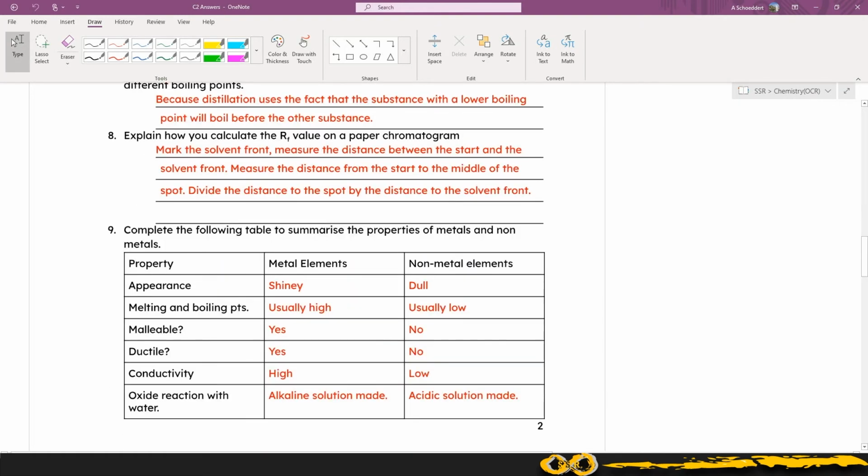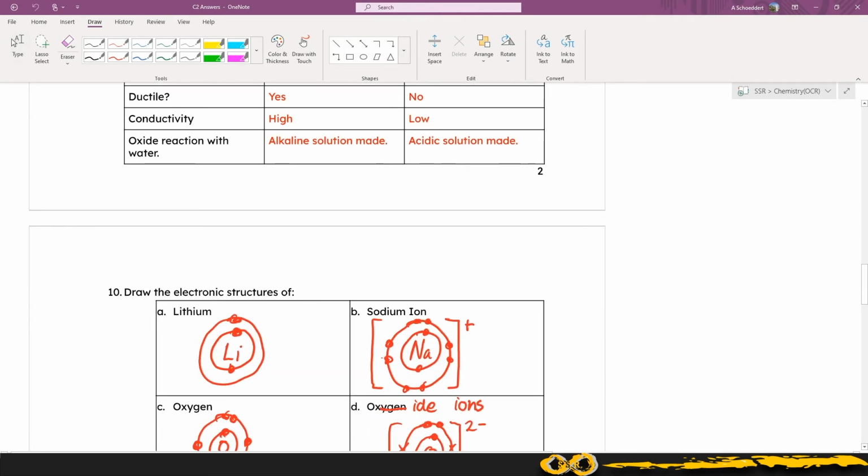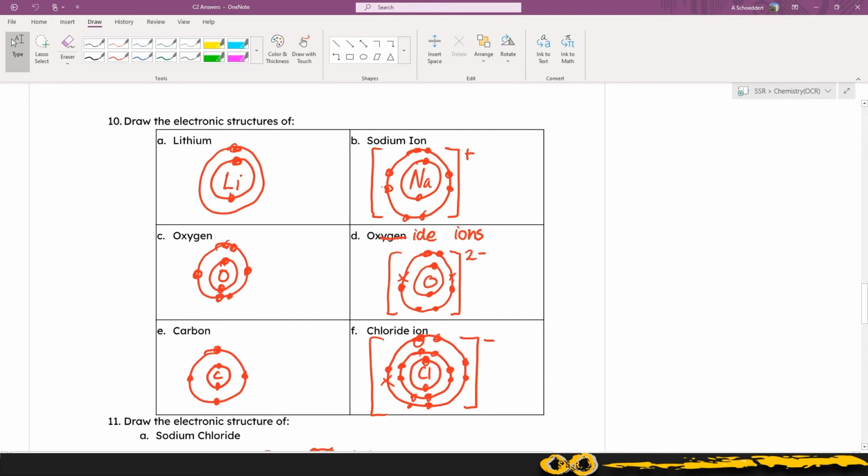The drawing of electronic structures is something that comes up again and again. Remember that you can essentially just follow the periodic table. Lithium is the third element and the first element in the second row. So we would put the 2 electrons in the first row or first shell. Then we're in the second shell, so we would need to add that second shell. And then we would need to add that first electron because we're in the first group.